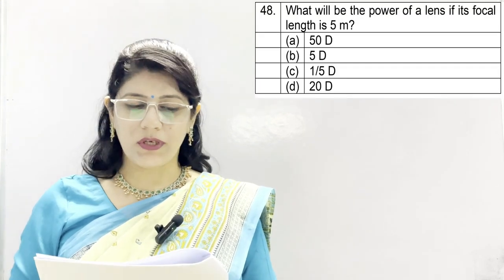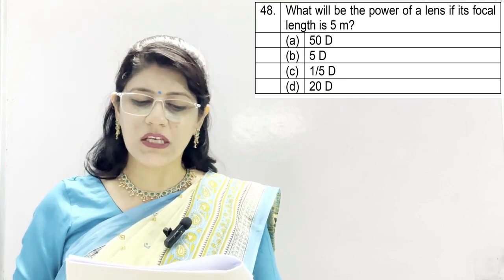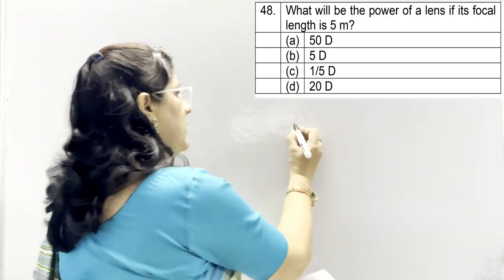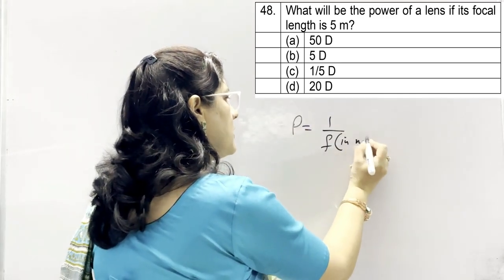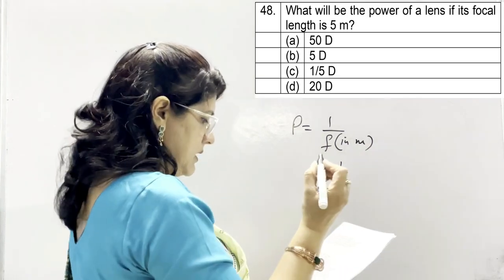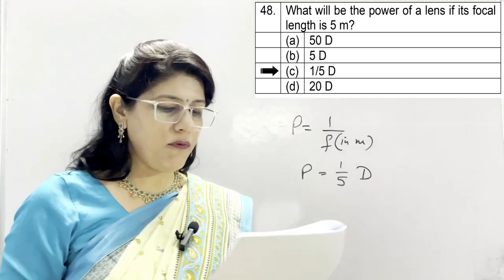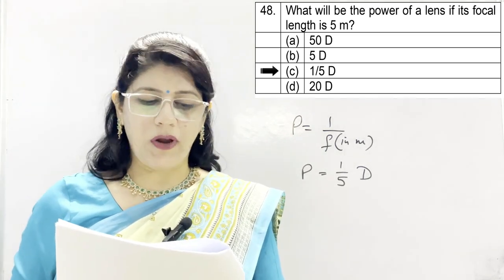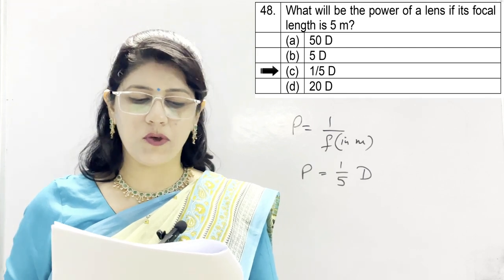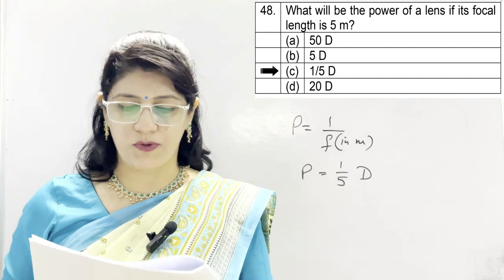In question number 48, what will be the power of a lens if its focal length is 5 meter? So power is equal to 1 upon focal length in meter. Here it is given as 5 meter. So 1 upon 5. So power is 1/5 diopter. Options given: A 50 diopter, B 5D, C 1/5D, and D 20D. And the correct option is C, which is 1/5 diopter.